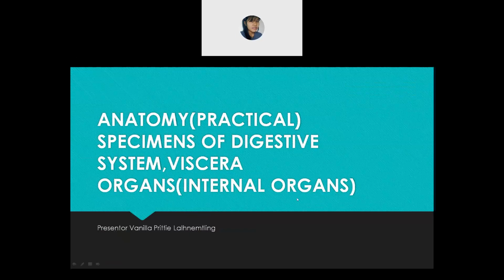Okay, we were discussing anatomy practical, specimen of digestive system, which are the visceral organs. So what are these visceral organs? Visceral organs are the internal organs, which are inside your body, not outside your body. So these are the visceral organs we should be studying.